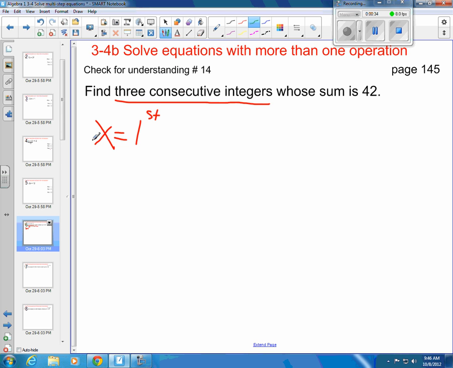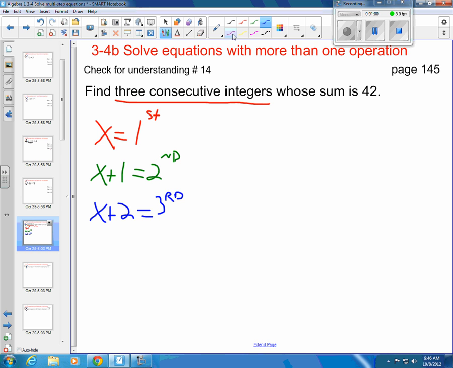Okay, so if I am at the first one, to get to my second one, I just have to add 1. So that'll be my second one. And then if I need to get to my third one, well, if x is the first one, I add 1 to get to my next one. I would add 1 more, which would be adding 2, to get to my third integer. So there I have it. My x plus 1, and my x plus 2 are my 3 consecutive integers.